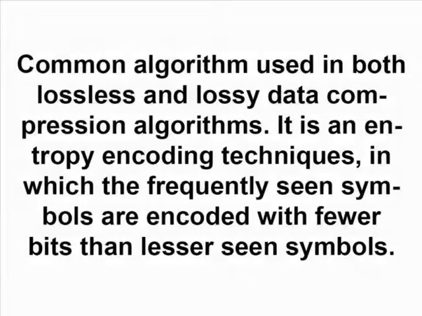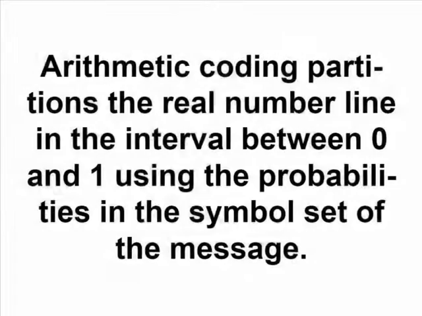Arithmetic coding is a common algorithm used in both lossless and lossy data compression algorithms. It is an entropy coding technique in which the frequently seen symbols are encoded with fewer bits than lesser seen symbols. It has some advantages over well-known techniques such as Huffman coding. Conceptually, arithmetic coding partitions the real number line in the interval between 0 and 1 using the probabilities in the symbol set of the message.